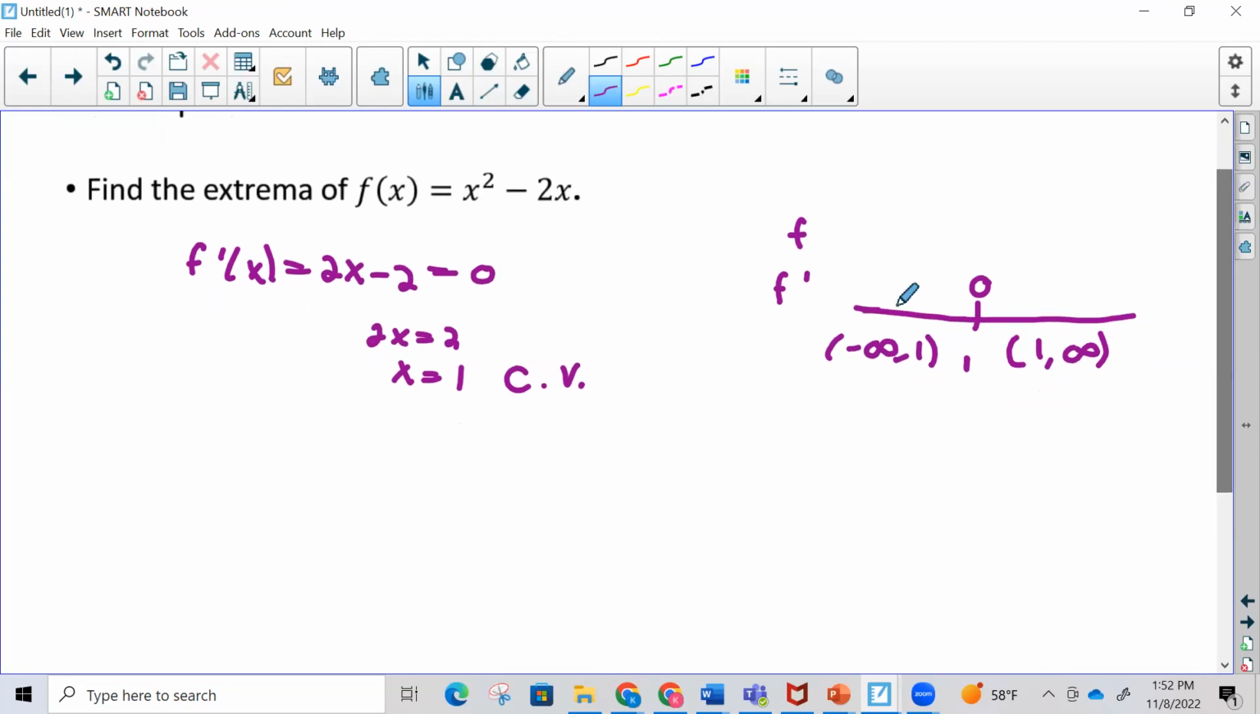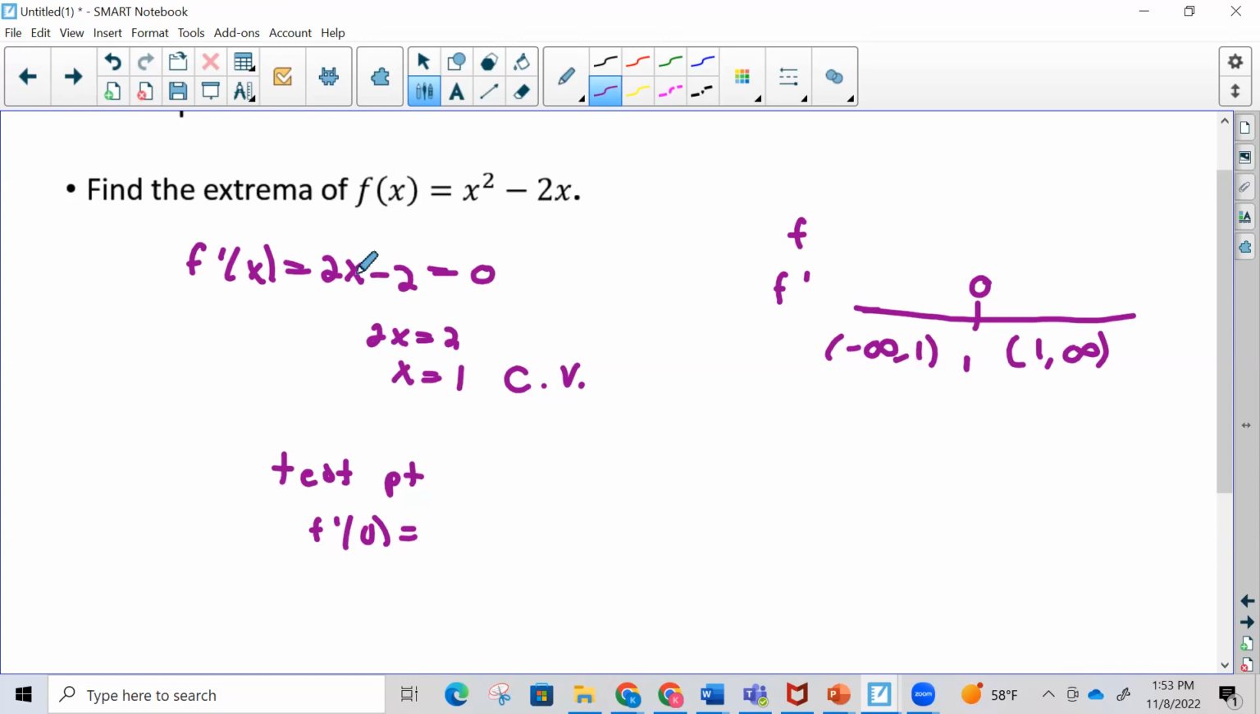So my first interval is negative infinity to 1. So I'm going to pick a value. The easiest one is 0 in that interval. So I'm going to test point and find f prime of 0. Okay, I'm just picking any number that's pretty much less than 1 to be in this interval.